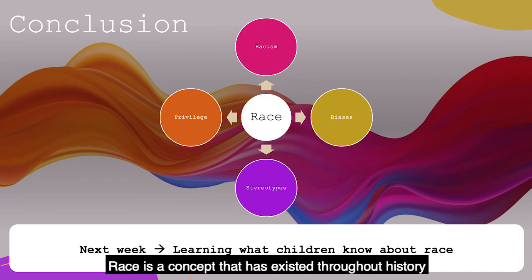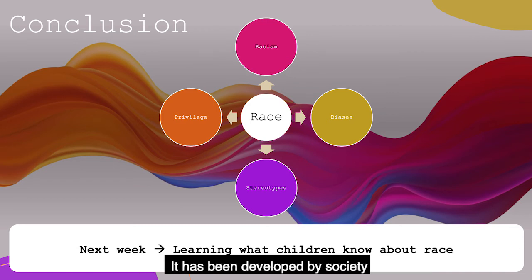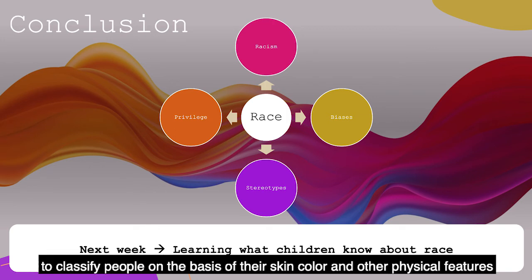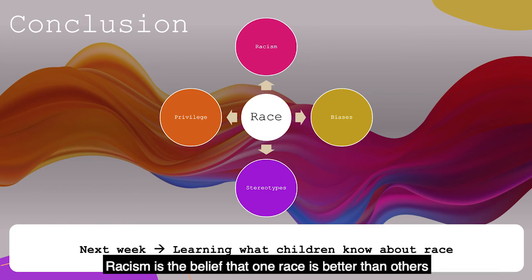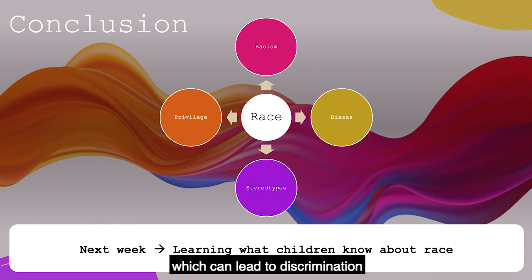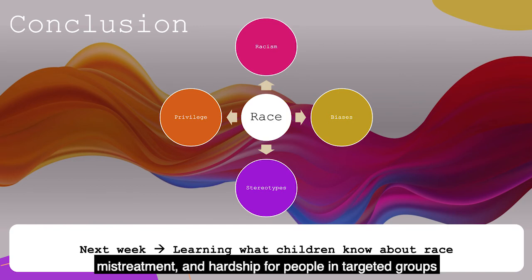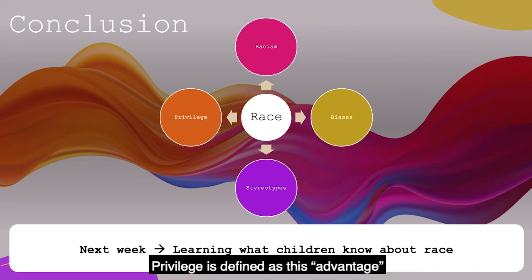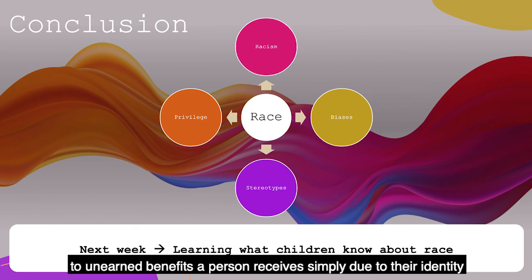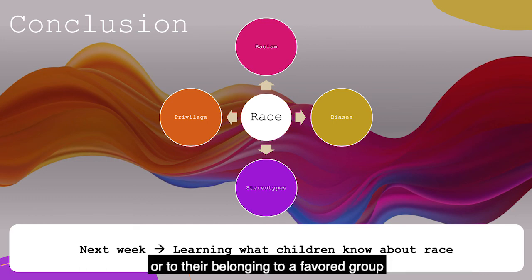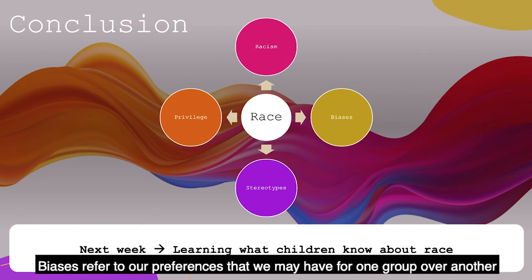In conclusion, race is a concept that has existed throughout history. It has been developed by society to classify people on the basis of their skin color and other physical features. Racism is the belief that one race is better than others, which can lead to discrimination, mistreatment, and hardship for people in targeted groups. Privilege is defined as the advantage of unearned benefits a person receives simply due to their identity or to their belonging to a favored group.